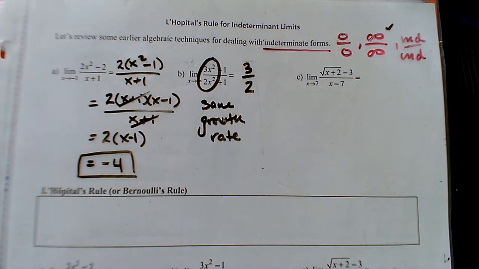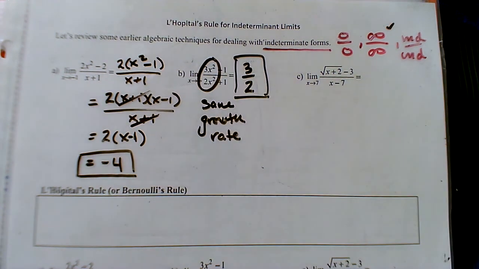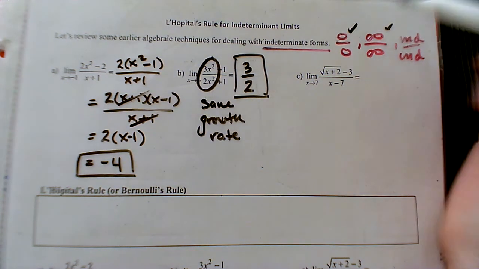Let's try the next one. Plug in 7. Always our first step. If we get a number, we're good. If we don't get a number, we might have to do some rearranging. What do you get if you plug in 7? 0 over 0. All right, indeterminate form.